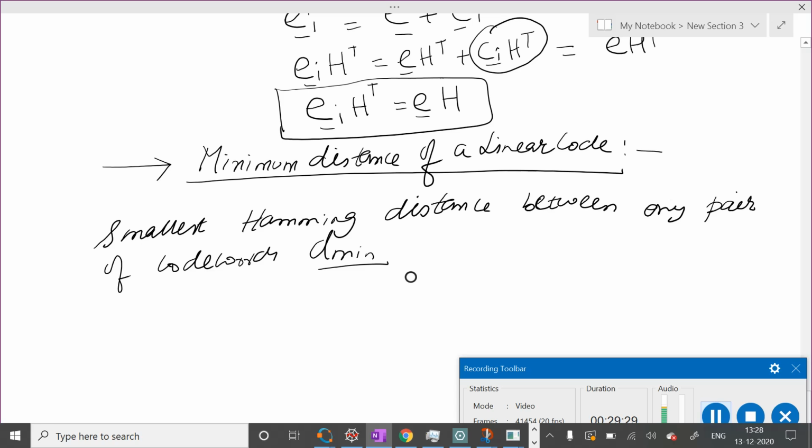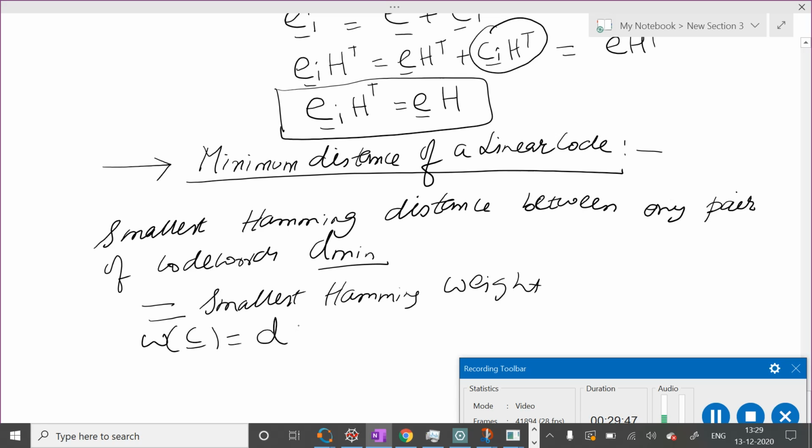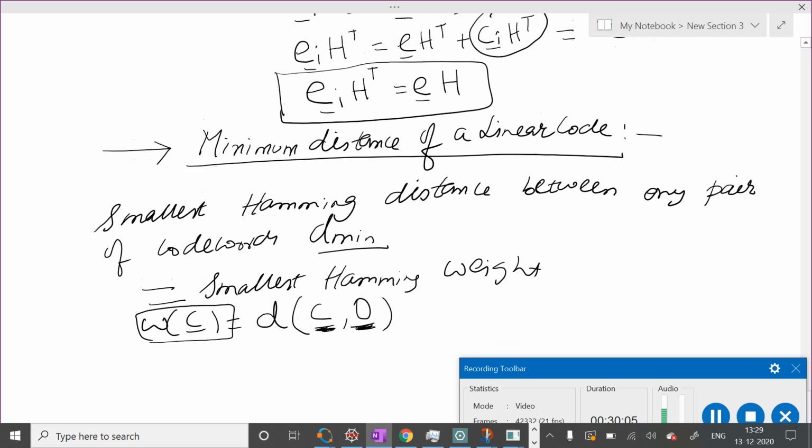error correction capability, and it is the same as the smallest Hamming weight, because the Hamming weight of a code is nothing but the Hamming distance of a code with the 0 code. So you take any code and check which code has minimum distance with the 0 code. That code will also have the minimum Hamming distance. Okay.